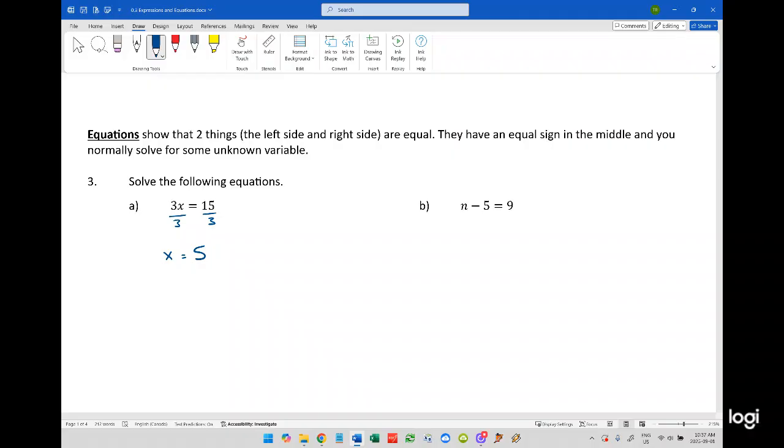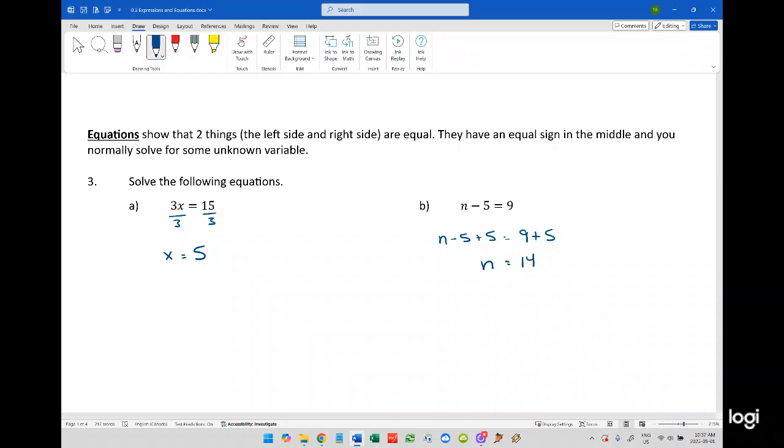For this one, n minus 5 equals 9. What I can do to both sides of the equation, well, let's specifically talk about the left side. I'd like to get n by itself. So right now it is n minus 5. What I can do is add 5 to it, but then I have to add 5 to the other side. And if you have n, take away 5 and add 5, you have n. And on the other side, you have 14.